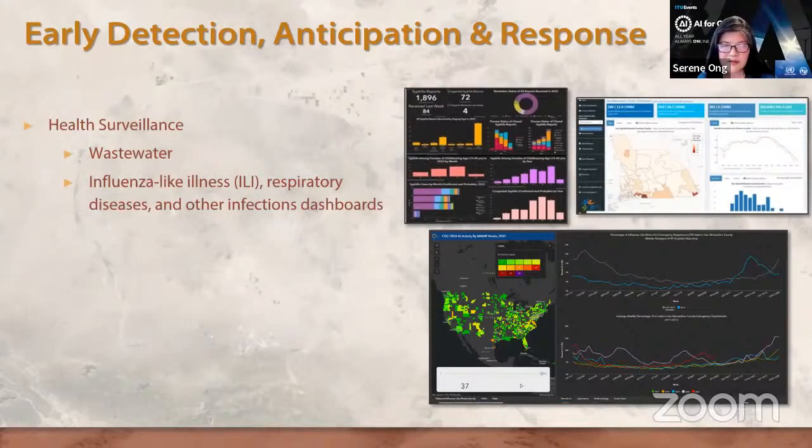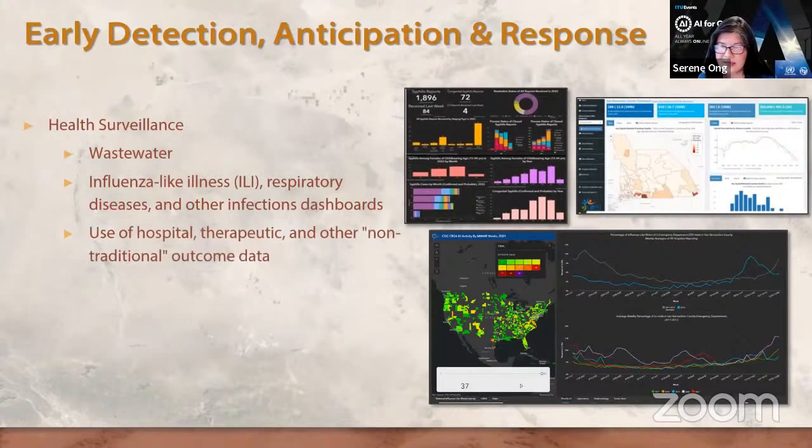We also use syndromic surveillance, which allows us to stay in touch with the health of the community in real time. So this can be the tracking of the use of therapeutics and medication, emergency room visits, hospitalizations for a variety of reasons, like heat-related illnesses, different diseases, opioid overdoses, and other things.